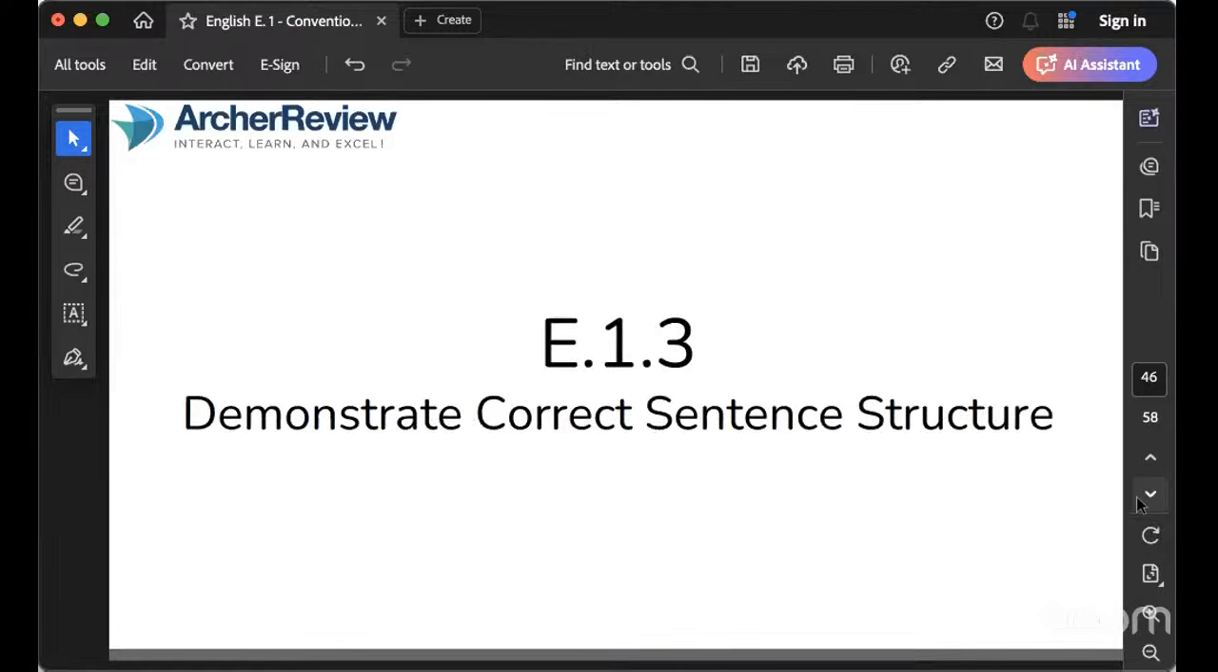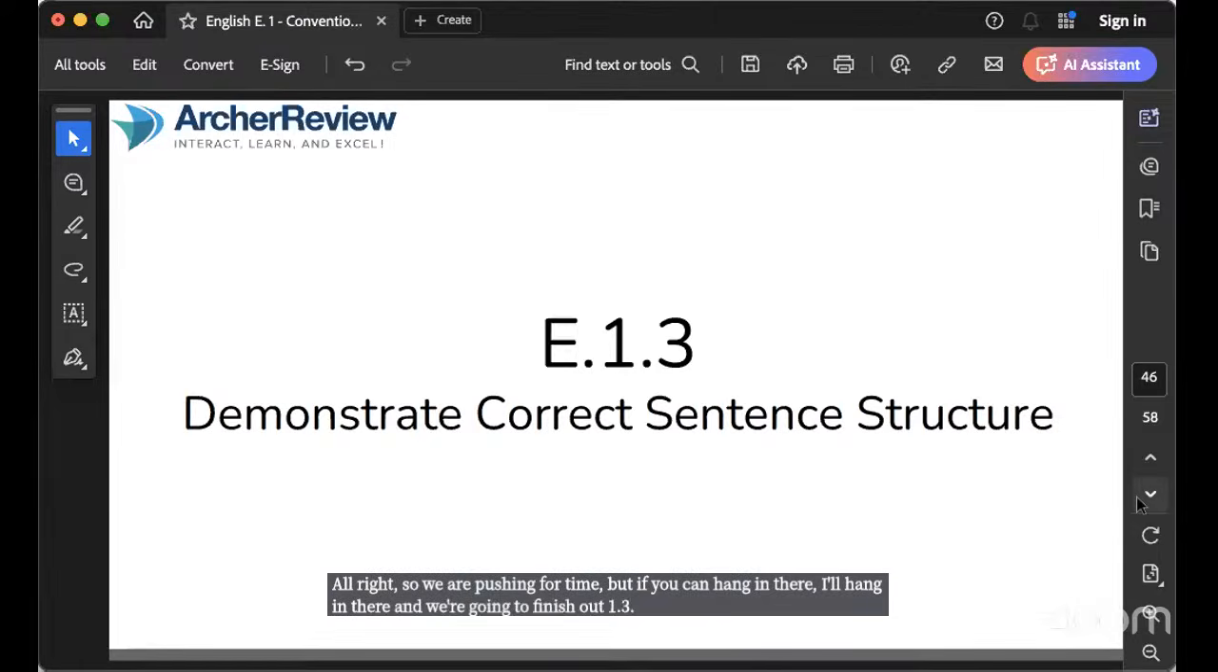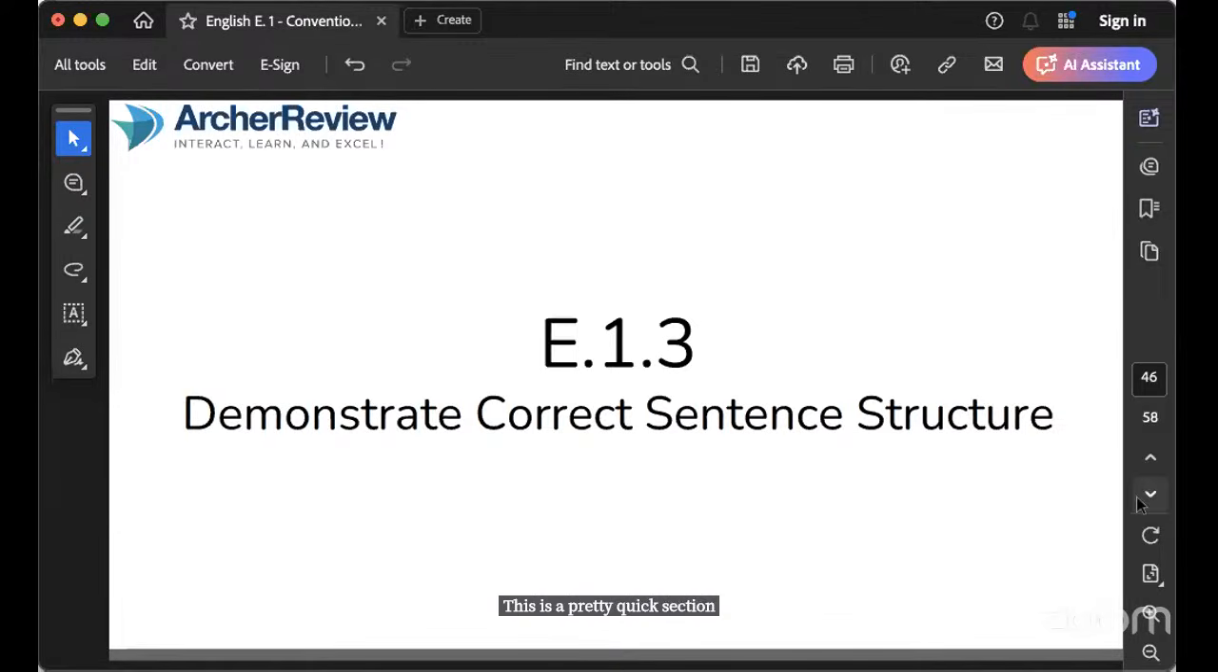All right, so we are pushing for time, but if you can hang in there, I'll hang in there and we're going to finish out 1.3. This is a pretty quick section because this is a lot of review from section 2. It's going to be a lot of the same terminology and stuff.